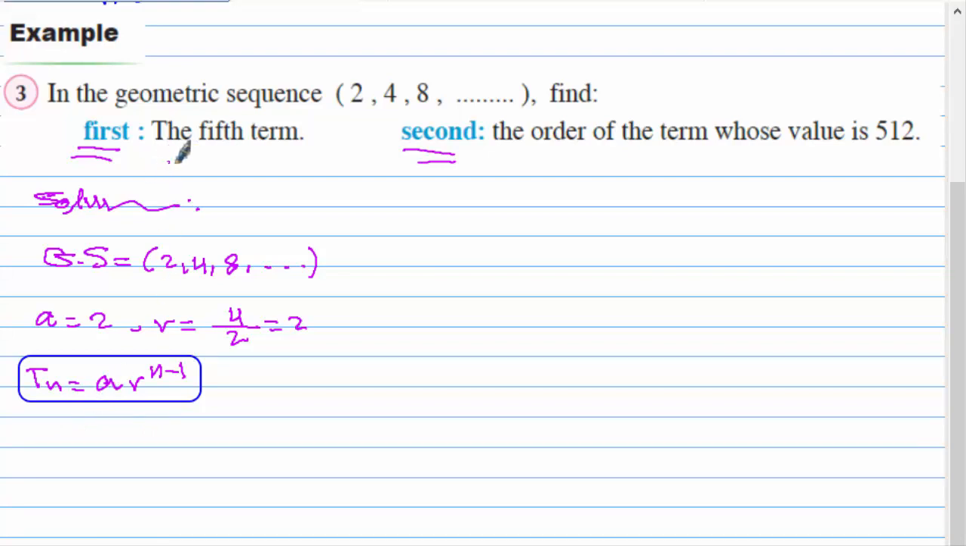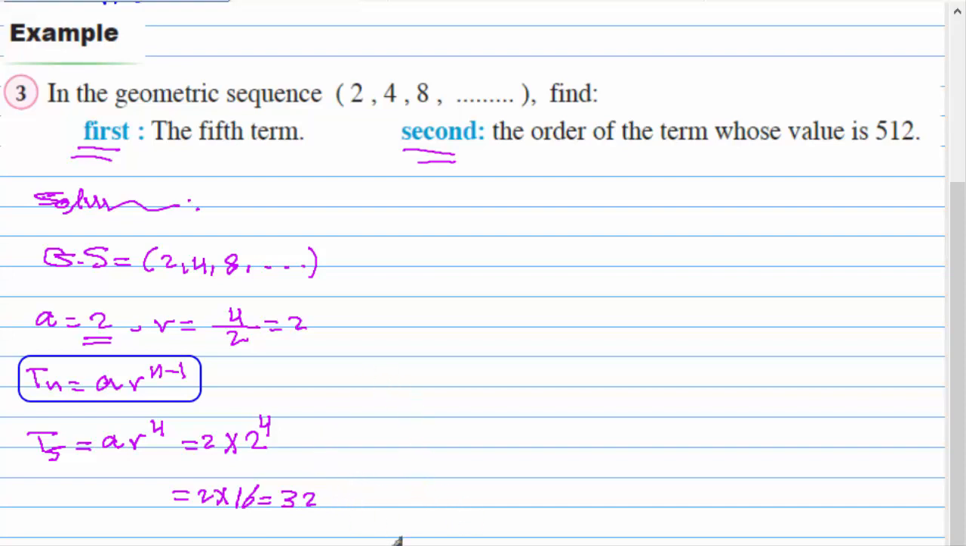Now, we wanted to find the fifth term. So T5, according to the definition, equals AR power 5 minus 1, which is 4. What is the value of A? It's 2, multiplied by R, it's 2 again, power 4. That equals 2 multiplied by 2 power 4, which is 16, and the result equals 32.